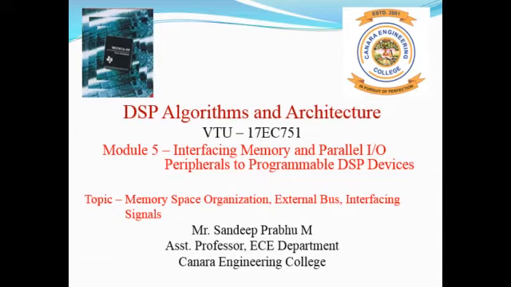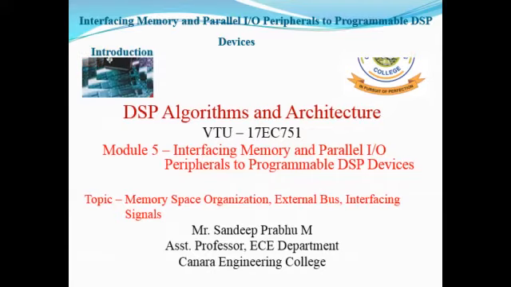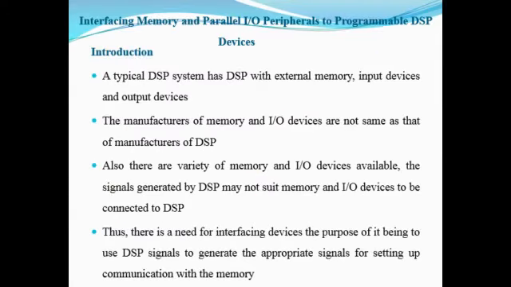Welcome to module 5. We are discussing how to interface memory and parallel I/O devices or peripherals to the programmable DSP device. So this is where we begin the discussion of interfacing. We consider a memory device which may be externally connected to a DSP processor, or parallel I/O peripherals connected to a programmable DSP. Let us see how the peripherals can be connected and whether these signals are compatible with the DSP device so that they can be easily connected without any error.